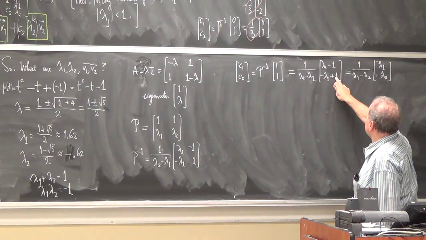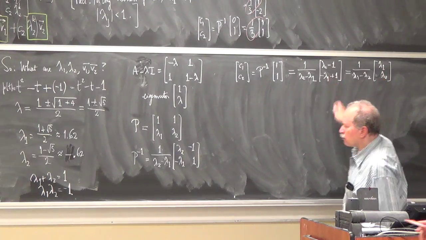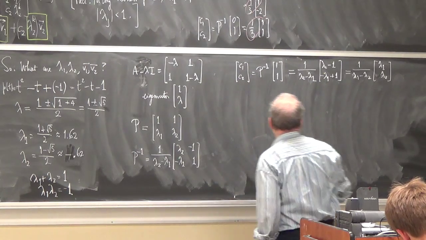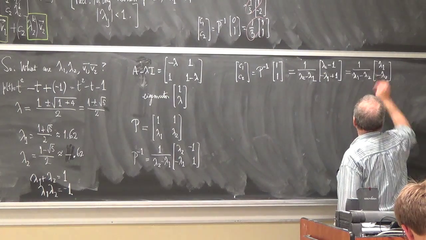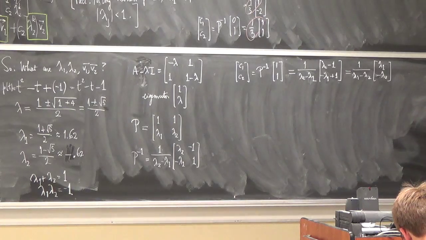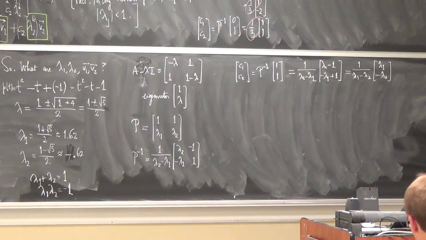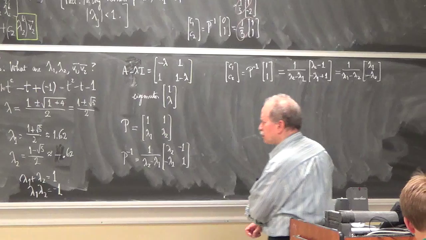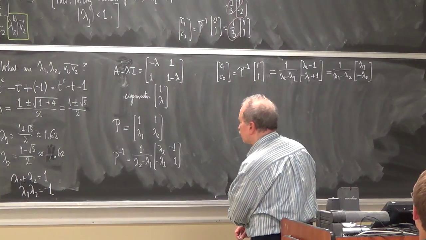I want lambda 1 minus 1. That would be negative lambda, and I'm still getting negative lambda 2 here. Okay, I guess it's right. Okay, so where am I?